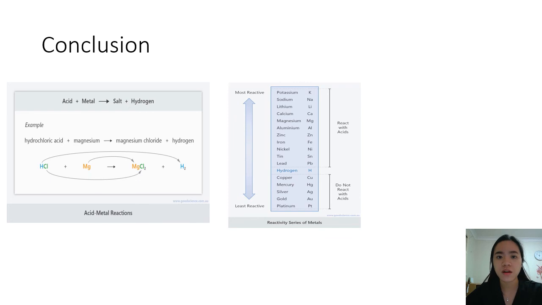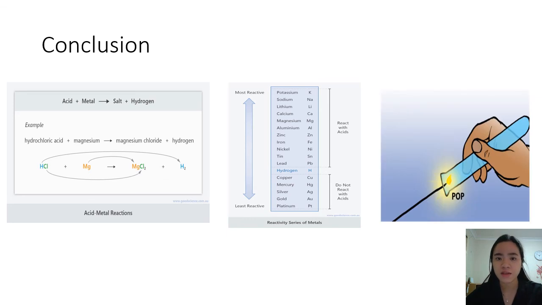Only metals above hydrogen on the reactivity series will react with dilute acids. However, the metals below hydrogen will not react. And the hydrogen pop test can be used to confirm that a chemical reaction has taken place between an acid and a metal.